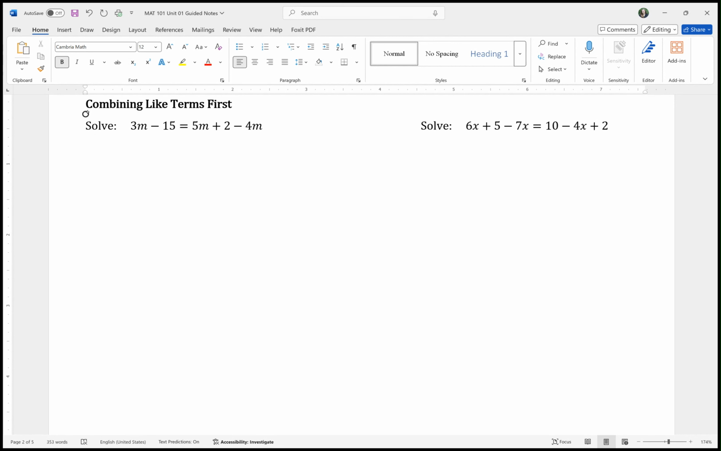In our previous problems, we just had a variable on the left and a variable on the right. And that's ideally what we want every problem to start with. If it doesn't start like that, then we've got to do some work to get to that point. So, as I've done in the past, we're going to put a line down through the middle. Next, we want to combine like terms on each side.